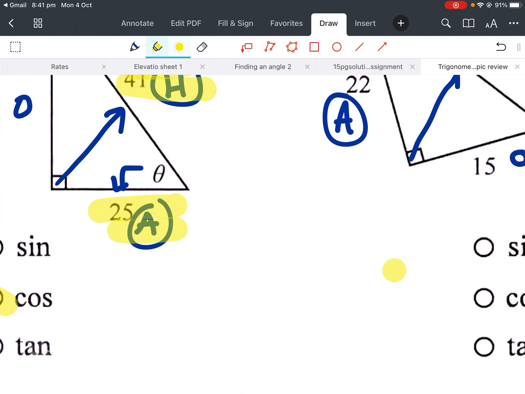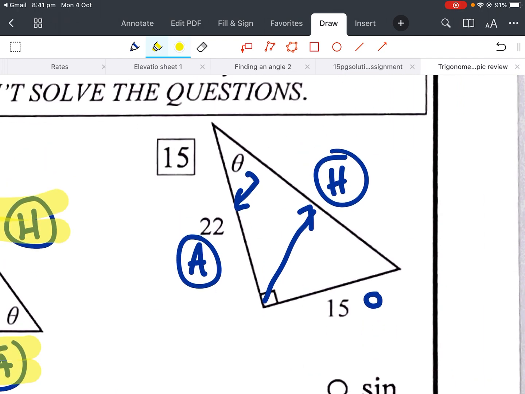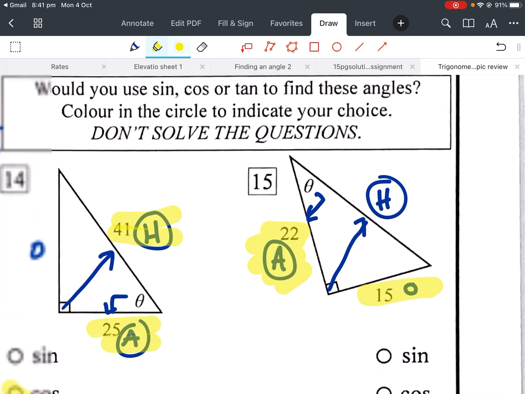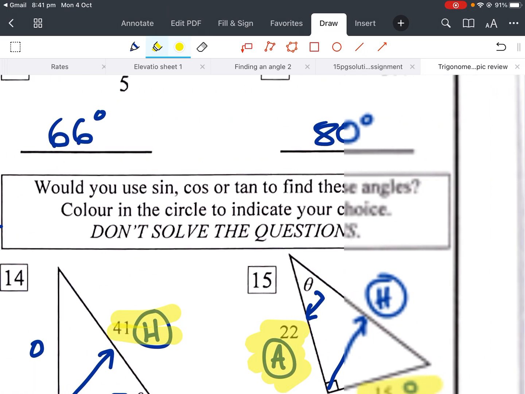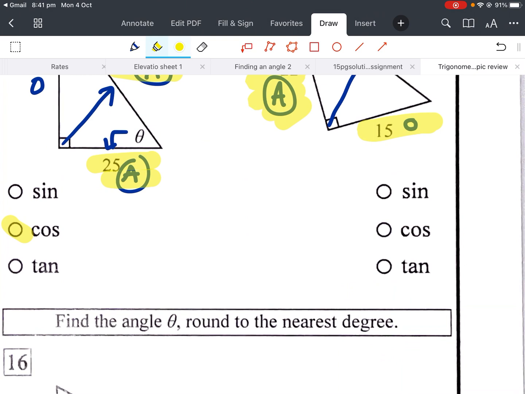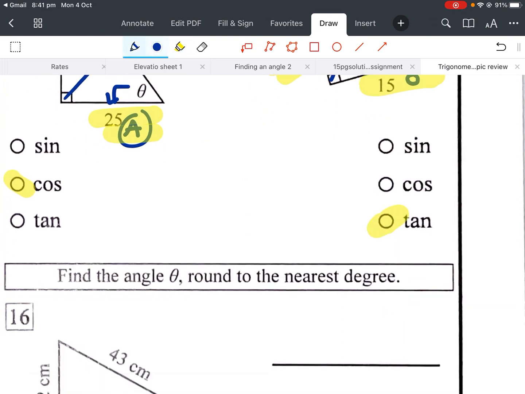All right, next one. All right, this one here. So I have a number on the O, and I have a number on the 22. That's O and A. If I go back over here, O and A means tan. So let's have a look. There we go. Tan is my answer. Okay. All right. Next one.